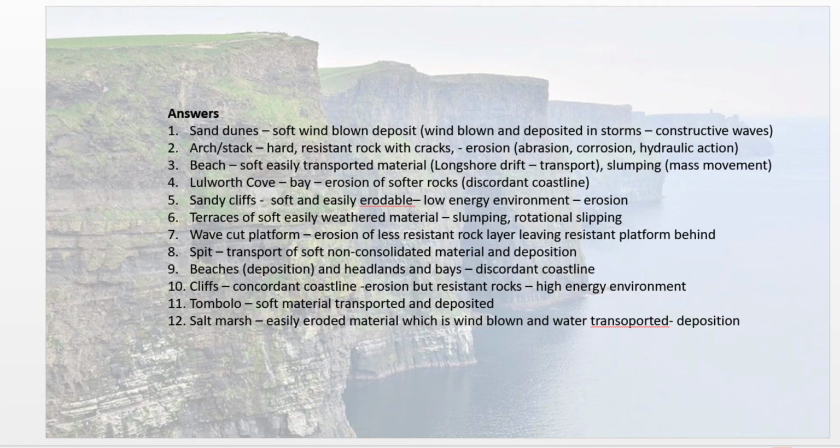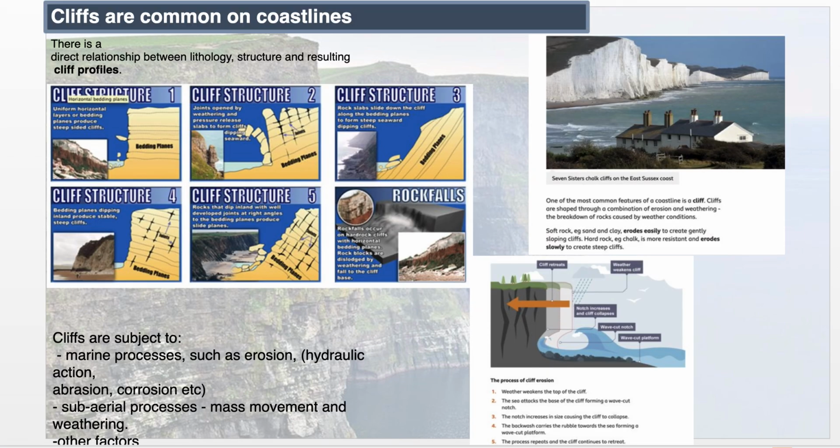So just check through these answers and pause the video here and have a look and see how what you have written compares to what is written here. So when we think about coastlines, we think about beaches. Cliffs are very common, obviously. Here we have the famous Seven Sisters chalk cliffs on the East Sussex coast, exceedingly famous chalk, relatively hard rock.